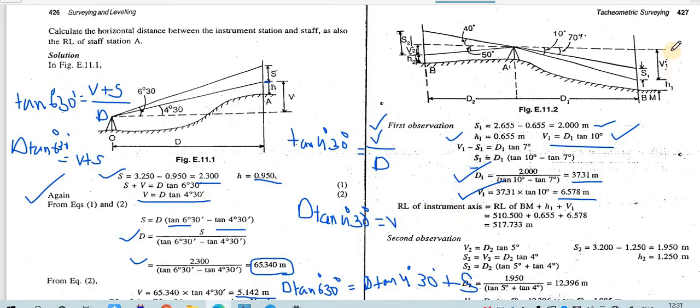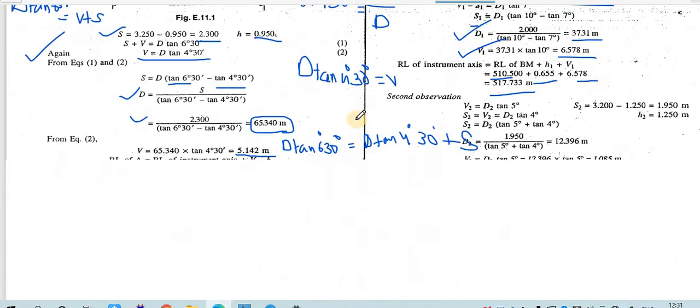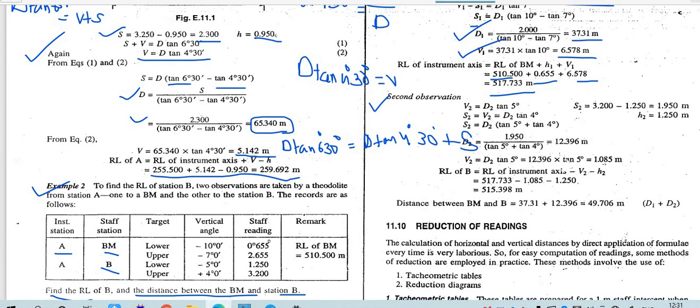Now from here we can get the RL of the instrument axis, which will be what? Benchmark plus H1 plus V1. So RL of instrument axis will be the RL of benchmark, which is 510.5, plus the bottom hair reading, which is H1, plus V1, 6.578. That will give you the instrument axis level, because this will be required in order to calculate the RL of B. Okay, now the second observation.